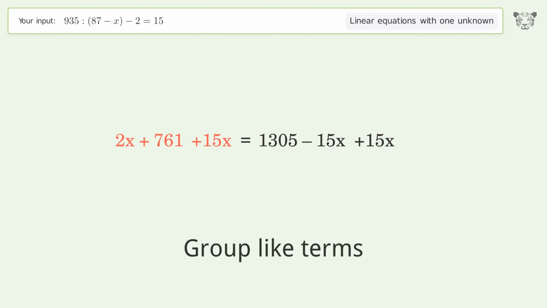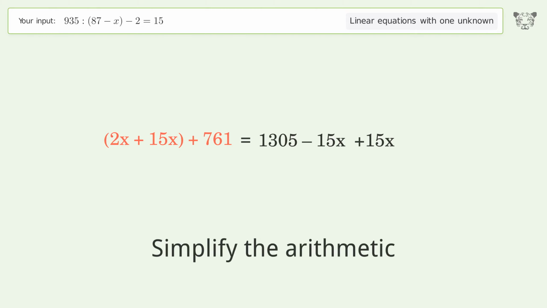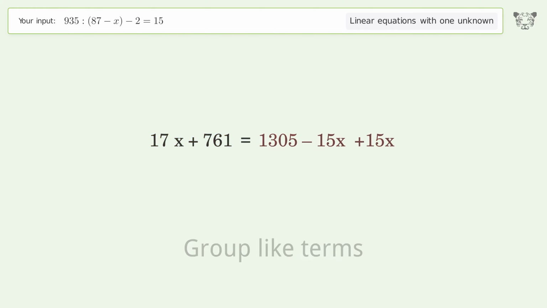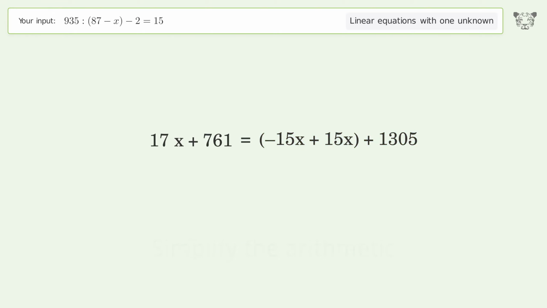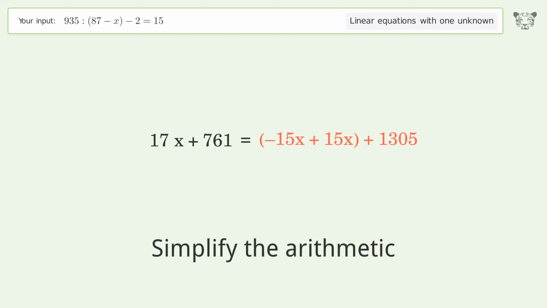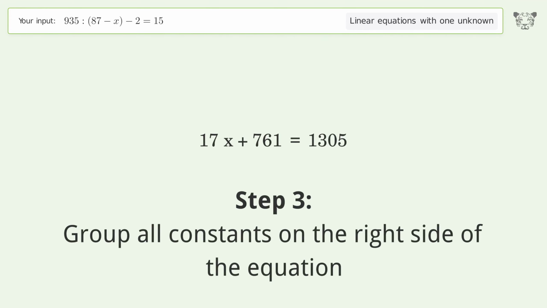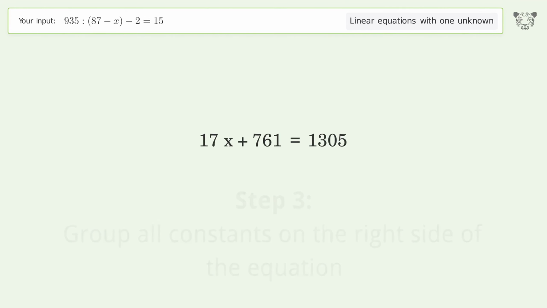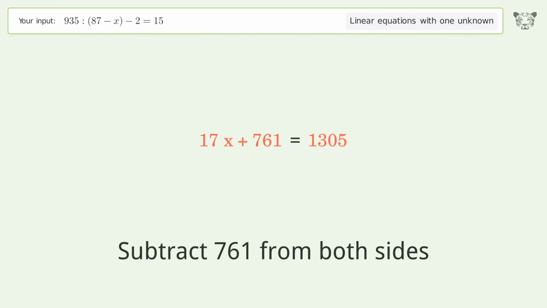Group like terms. Simplify the arithmetic. Group like terms. Simplify the arithmetic. Group all constants on the right side of the equation. Subtract 761 from both sides.